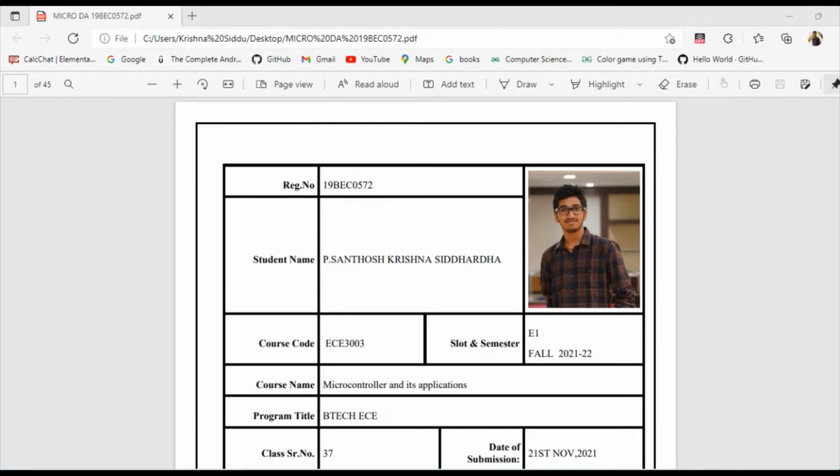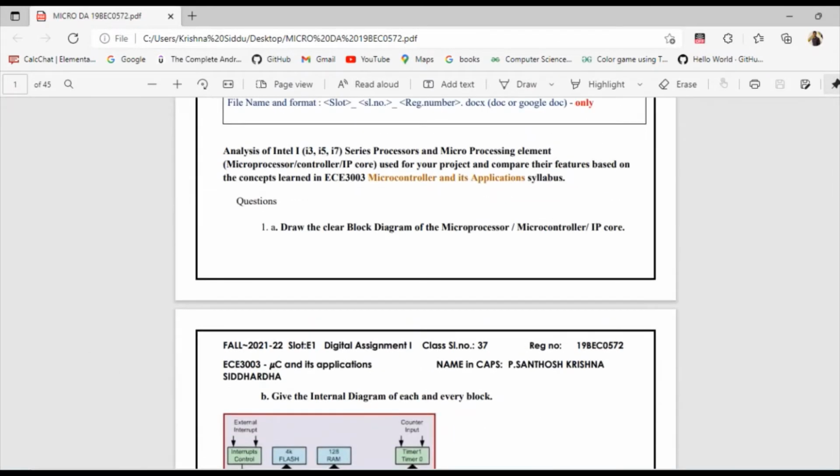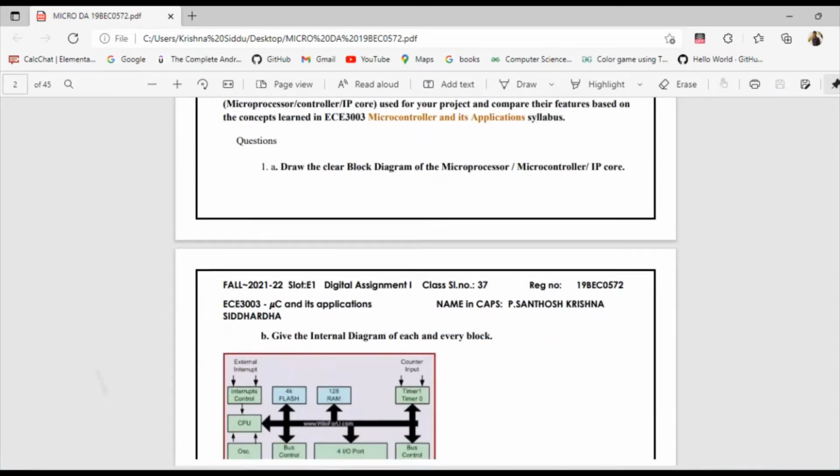In this video, I'm going to explain my digital assignment. Coming to the first question, we need to analyze Intel i3, i5, i7 series processors and microprocessing element. Use the project and compare their features based upon the concepts in the EC3003 microcontroller syllabus.